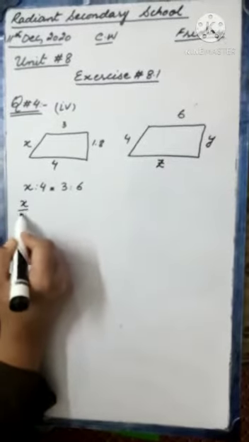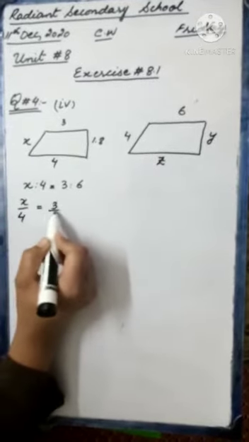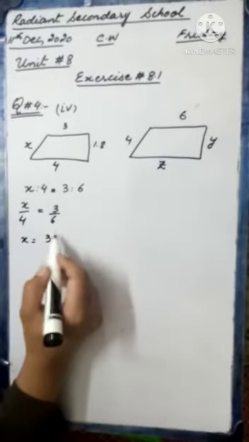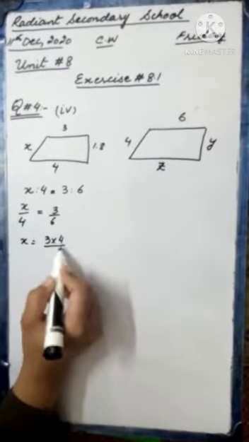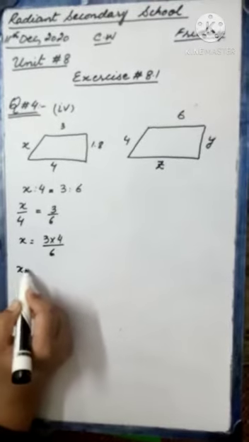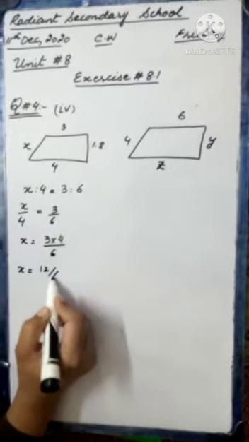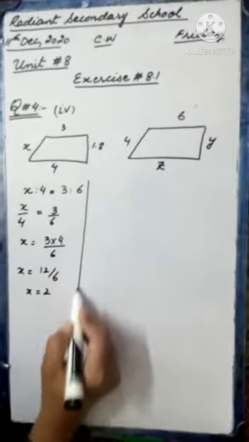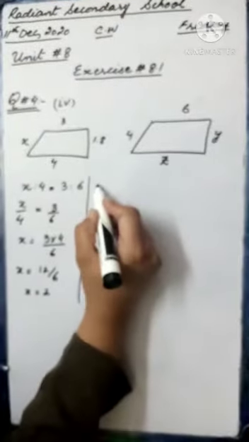And how can we solve it? x by 4 equals 3 by 6, and x will be equal to 3. 4 is dividing here, on the other side it will be multiplied. So it will be 12 by 6, that is equal to 2. Now we will find the value of y.